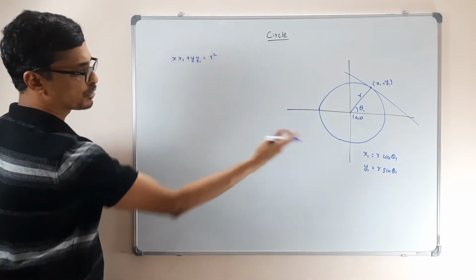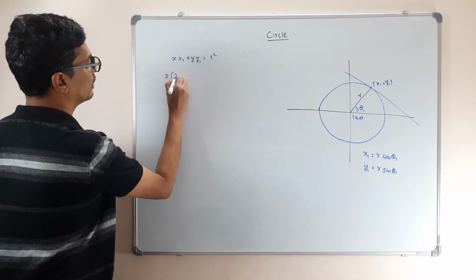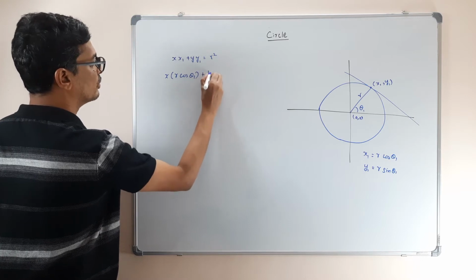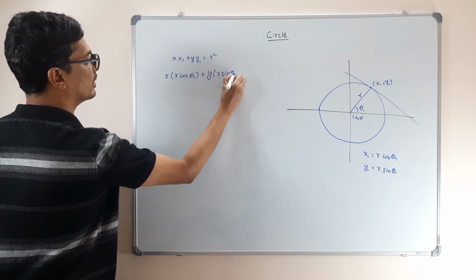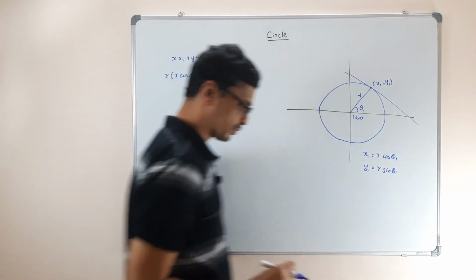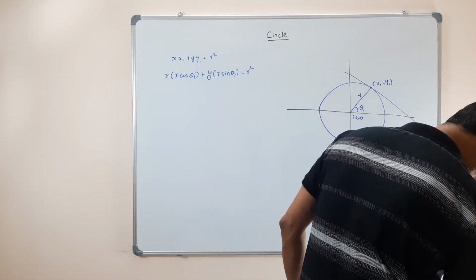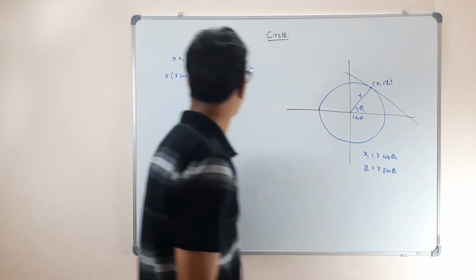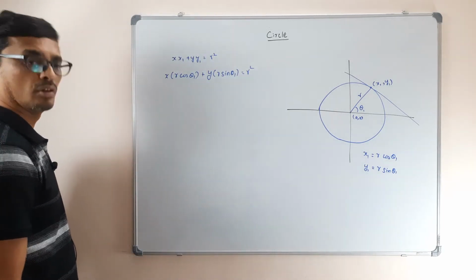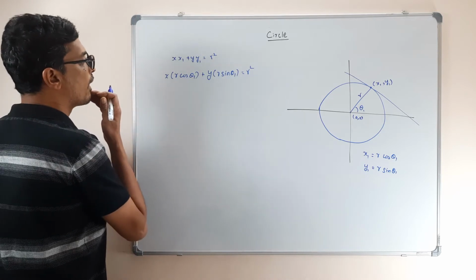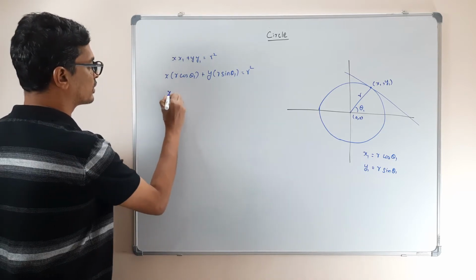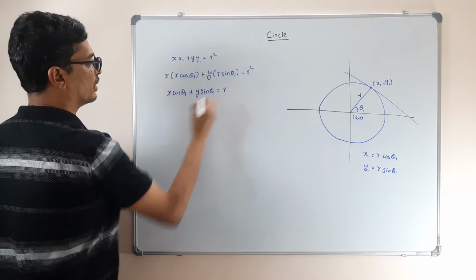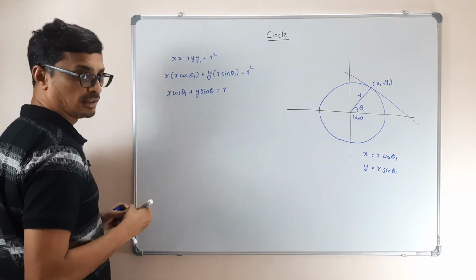Correct? So now we substitute for this x1 as r cos theta 1, plus y1 as r sin theta 1, equal to r square. We take the r outside. Okay, good. So what do you have? x cos theta 1 plus y sin theta 1 equal to r. So this is the equation of the tangent in the parametric form.